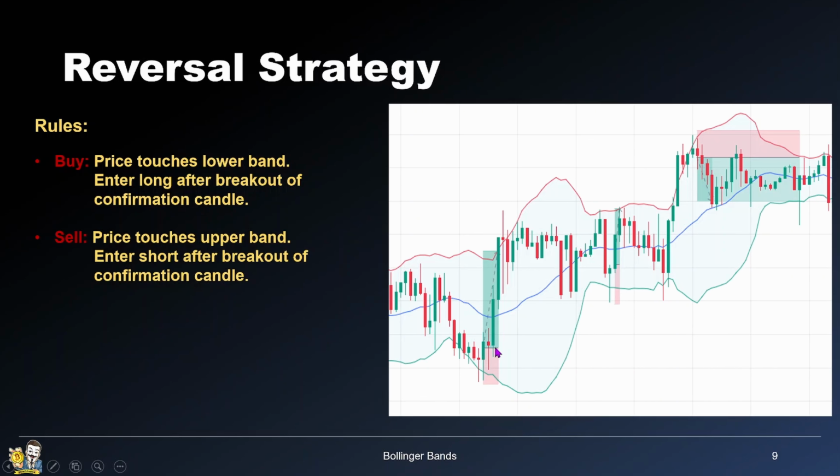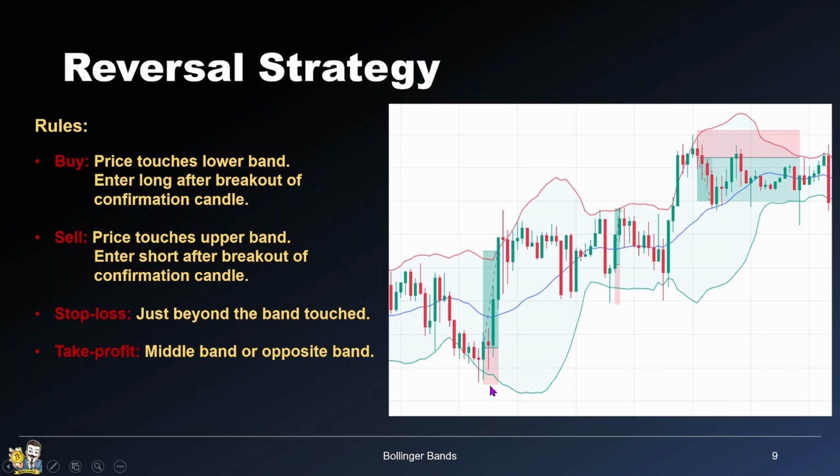For the sell condition, it's the same thing but in the opposite direction. We see a shooting star forming after a touch of the upper band, so we open a short position. For the stop loss, you place it just beyond the band that was touched, like here and here. For take profit, if you are conservative, you can target the middle band, while if you are more aggressive, you can target the opposite band. In this case, the aggressive approach worked better, and in this other case, the conservative approach was more effective.